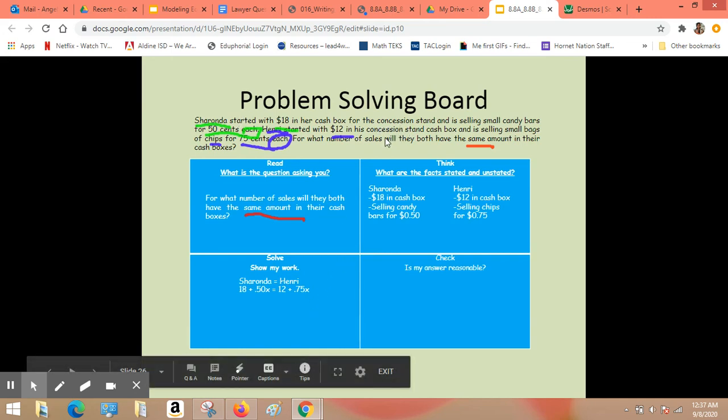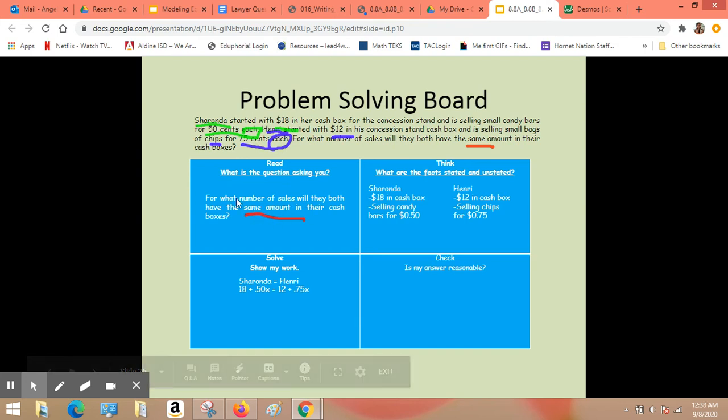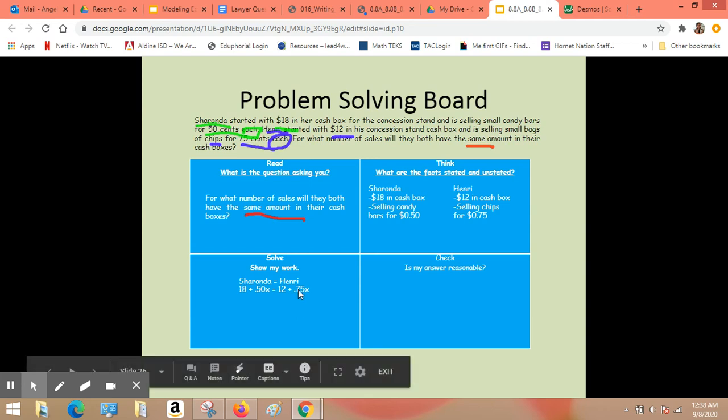So remember, my question again is asking me when are they selling the same amount? So when are they making the same amount of money? Okay, so now I'm just going to have to solve. So step one, I'm going to move my variables to one side and my constant to the other. So boom, I'm going to subtract 50 cents x from the other. Remember, what I do to one side, I do to the other.